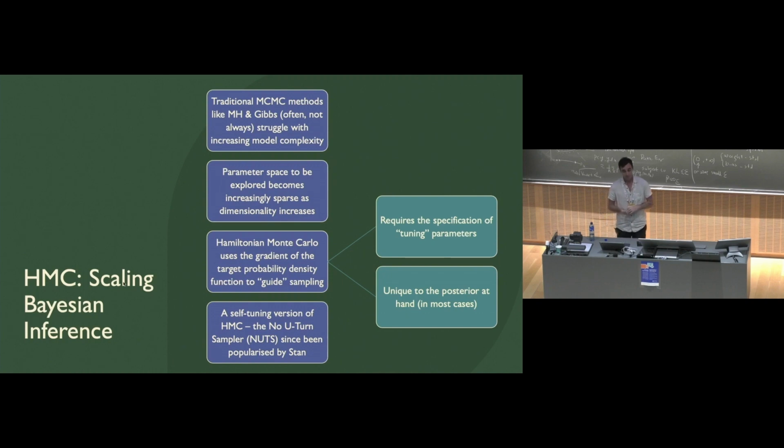So while HMC works very, very well, it requires the specification of tuning parameters based on how we use those gradients to explore the target distribution. Now, in many cases, these parameters are quite unique to the posterior at hand, and they're not easy for you to know in advance or to know without iteratively trying and adapting your model.